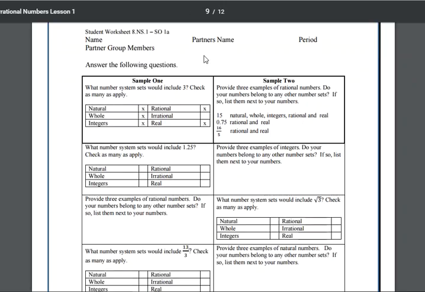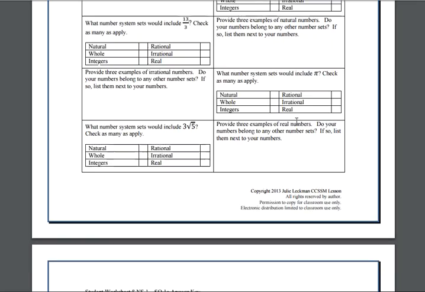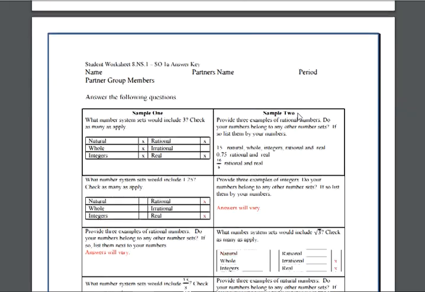Sample 2: provide 3 examples of rational numbers. Do your numbers belong to any other number sets? If so, list them next to your numbers. Down here it shows you 15, 0.75, and 16 fifths. Next to them, they would have to list, just like our sample shows us. So 15 is a natural, whole, integer, rational, and real. 0.75 is just a rational and real. 16 fifths is the exact same as 0.75, it's a rational and real. Then they will answer the following questions. Once their time is up with this, we will move on to our last worksheet.